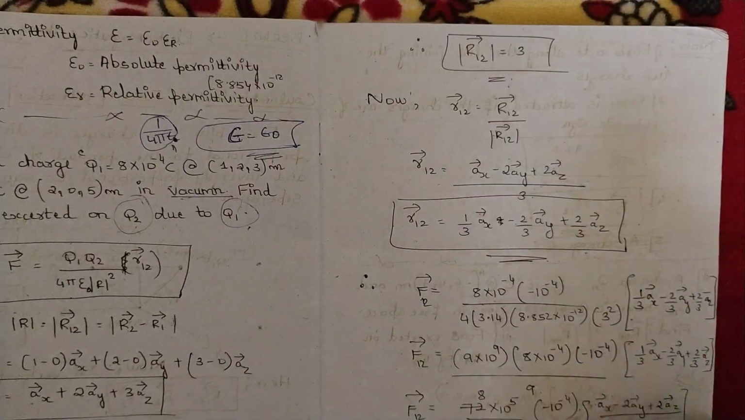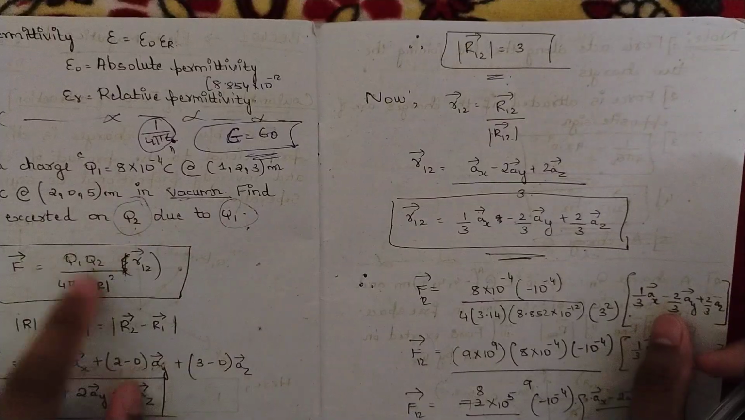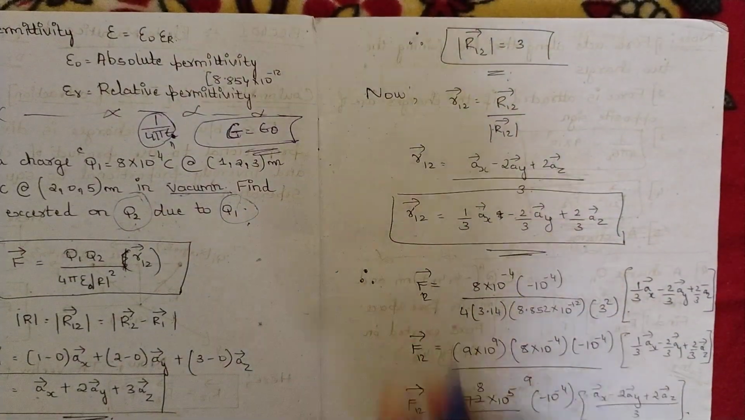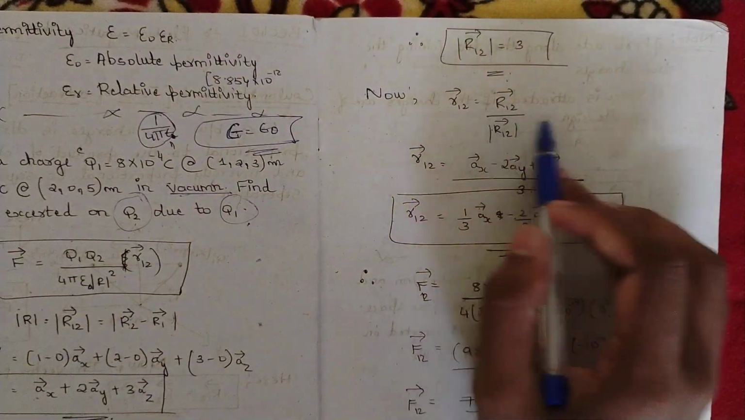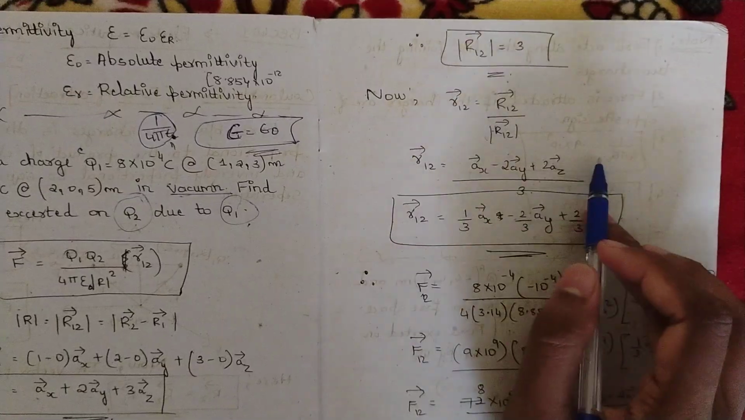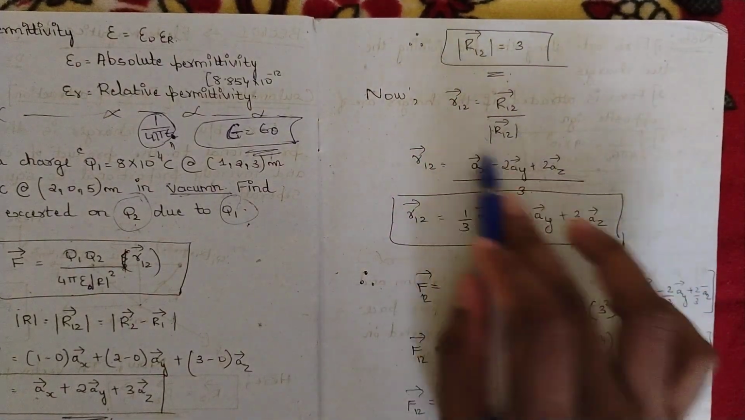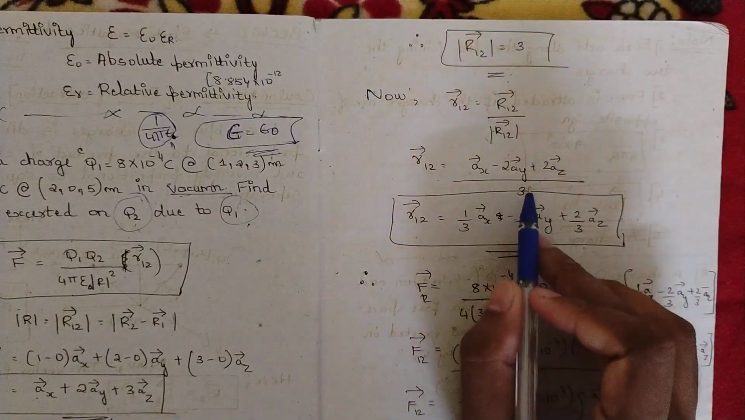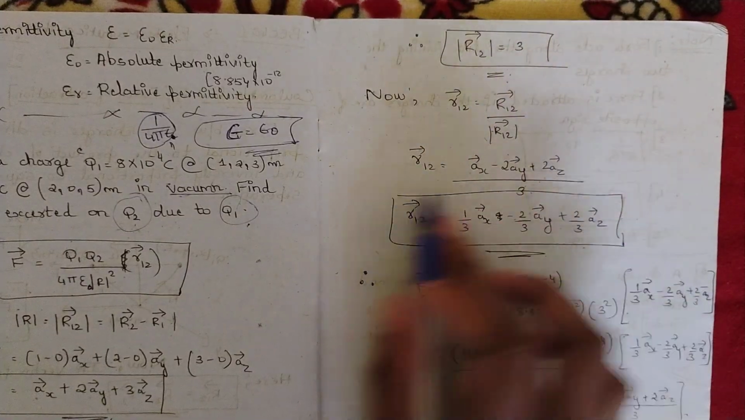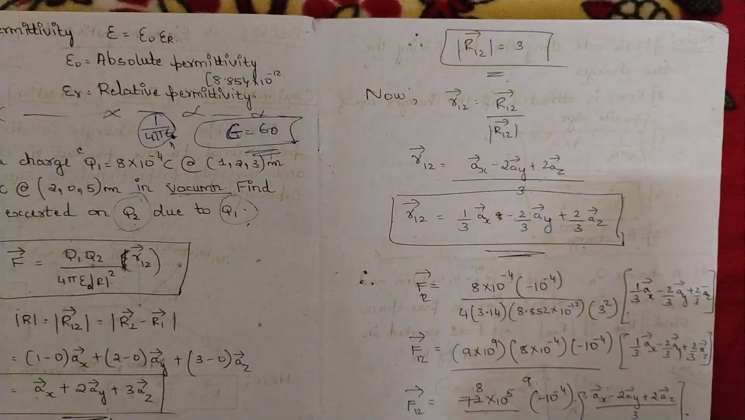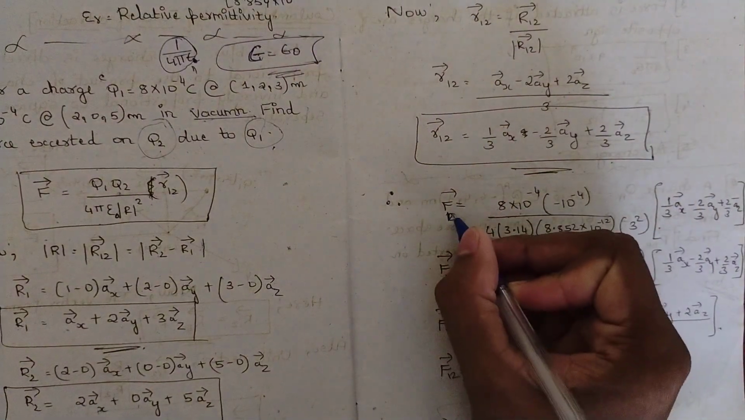Now the unit vector R12, according to whatever is there in this equation, we are going to find it out. Unit vector R12 is again R12 divided by magnitude of R12. What is R12? We have got one answer for R12, right? Write that, divided by the magnitude of R12, which is 3. So divide 3 individually for these 3 terms, and this we will get as the unit vector. Now you will be finding the force F12.